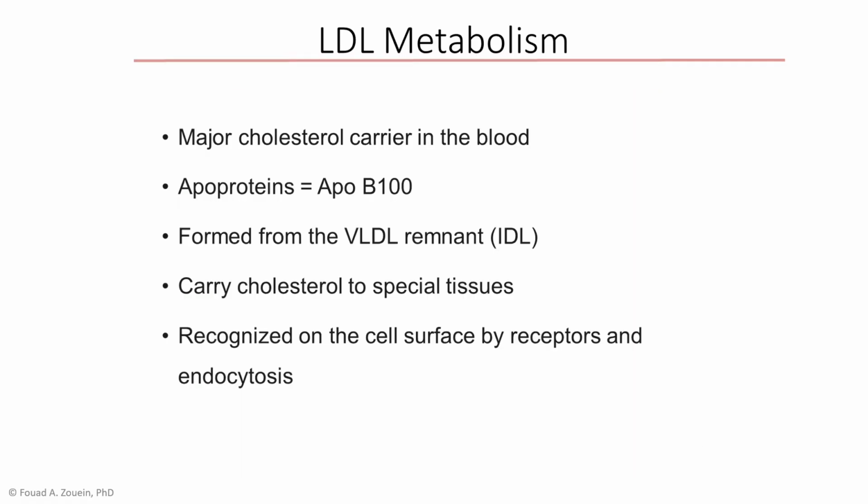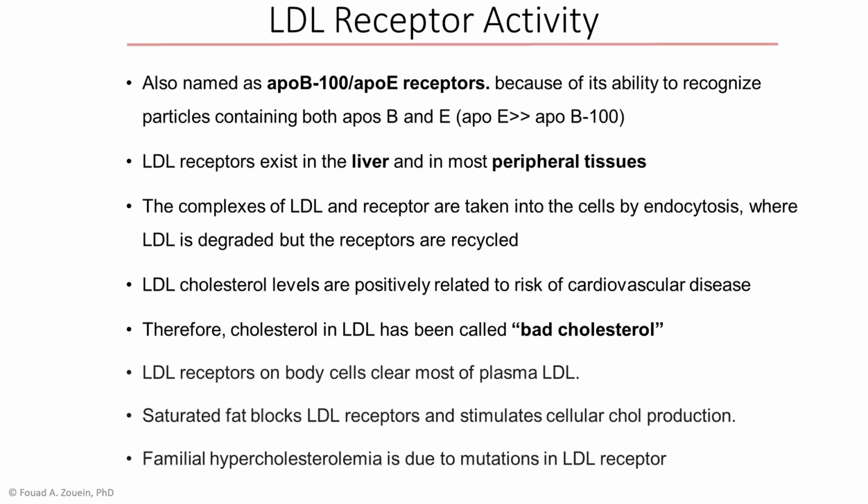This is just the written information of what we just said. It's the major cholesterol carrier in the blood. It has only one apoprotein, ApoB100, formed from VLDL remnant IDL by getting rid of ApoE and giving it back to HDL. It carries cholesterol to special tissue and is recognized on the cell surface by a receptor for ApoB100. Once it binds to this receptor, it undergoes endocytosis, and we're going to see that.